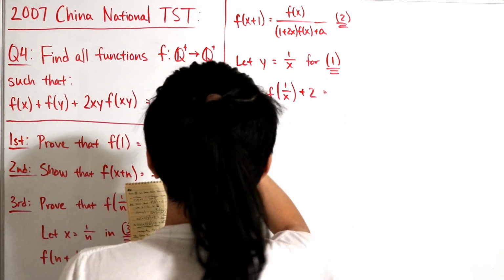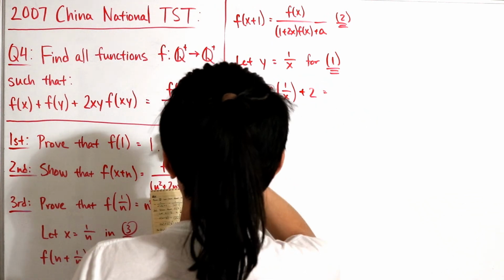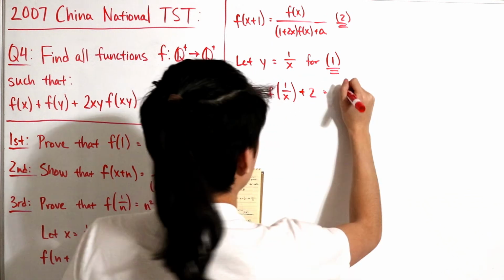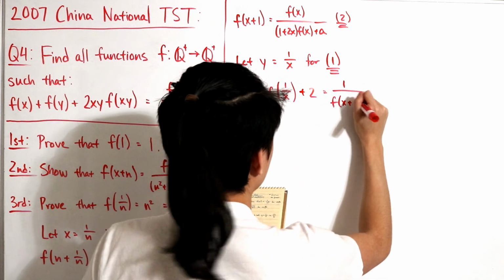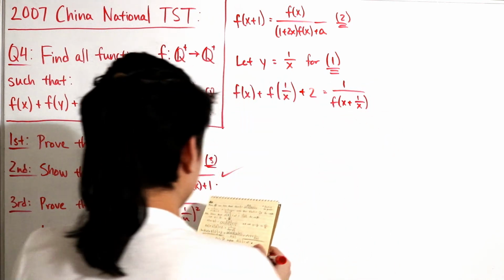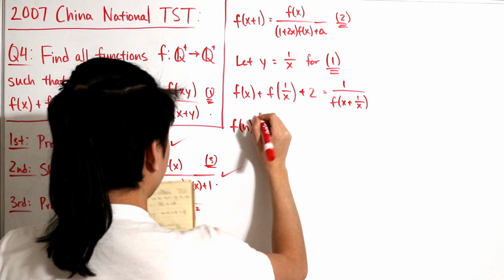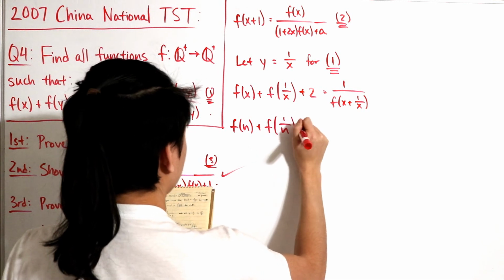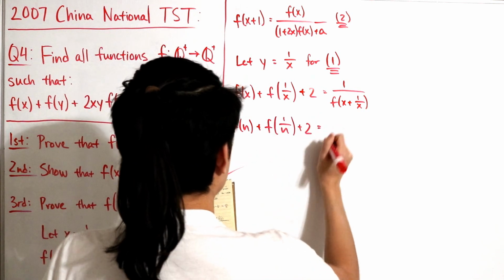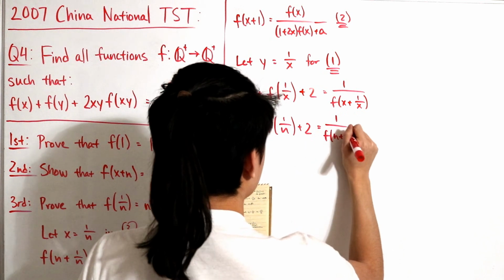Then over here, the top will just be f of 1, so that's 1, and then over here is just 1, so this will be 1 divided by f of x plus 1 divided by x. And so now that would have to imply that if we say f of n plus f of 1 over n, and then add this with 2, is basically equal to 1 divided by f of n plus 1 over n.